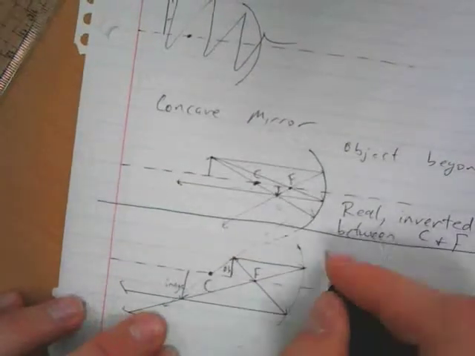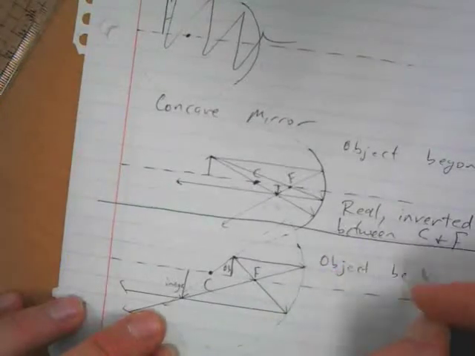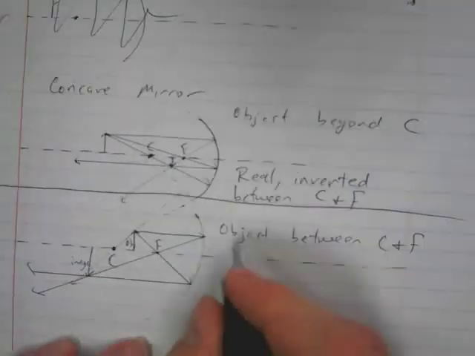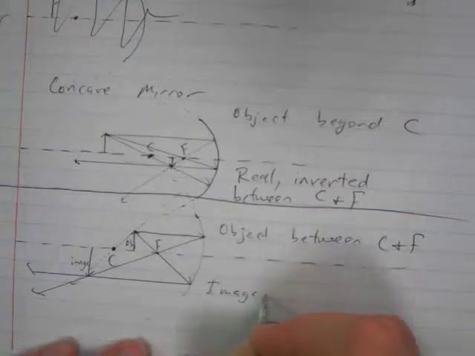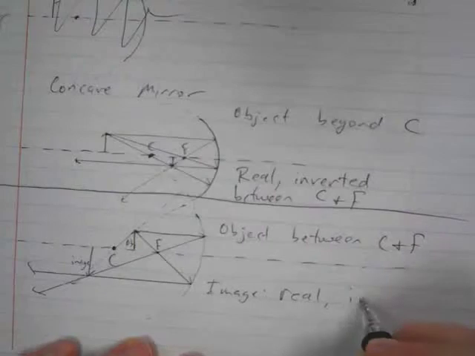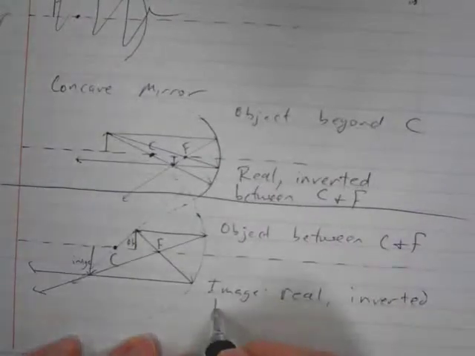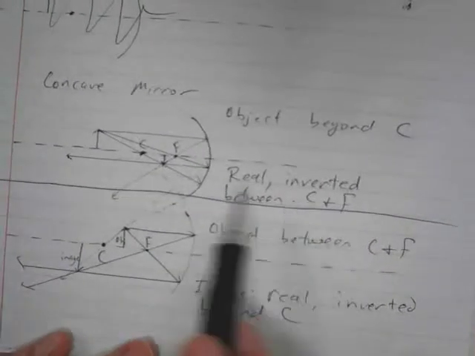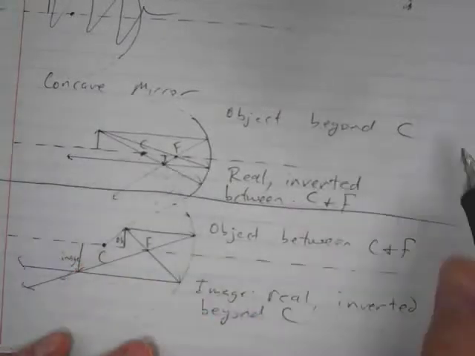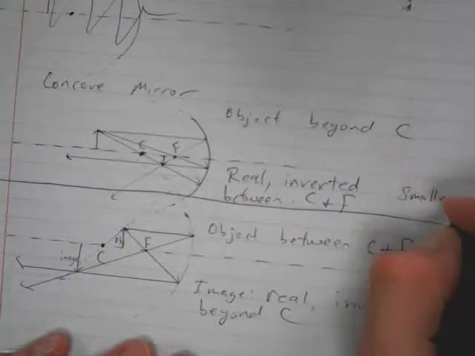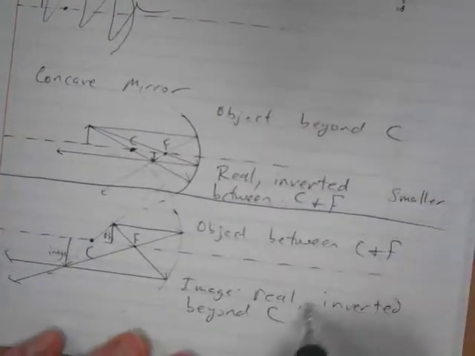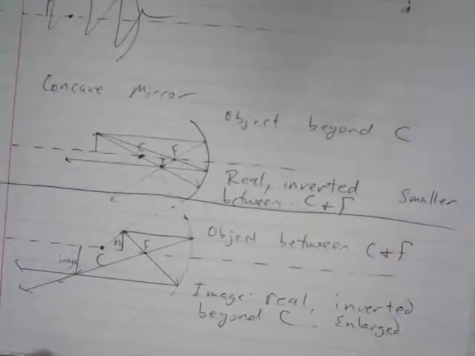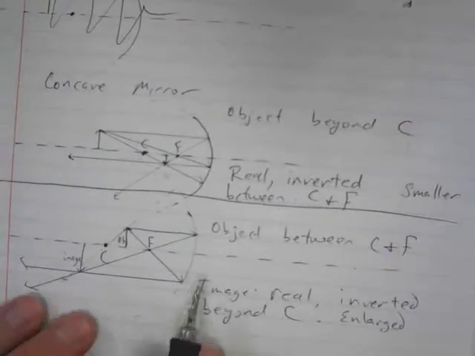So if we have our object between the radius of curvature and the focal point, then the light rays actually converge, so the image is real, it's inverted, and it's beyond C. Also, I didn't state this here, but you can see that the earlier image is much smaller than the original object, and this image is larger than the original object. So that's what happens when the object is beyond C and between C and F.